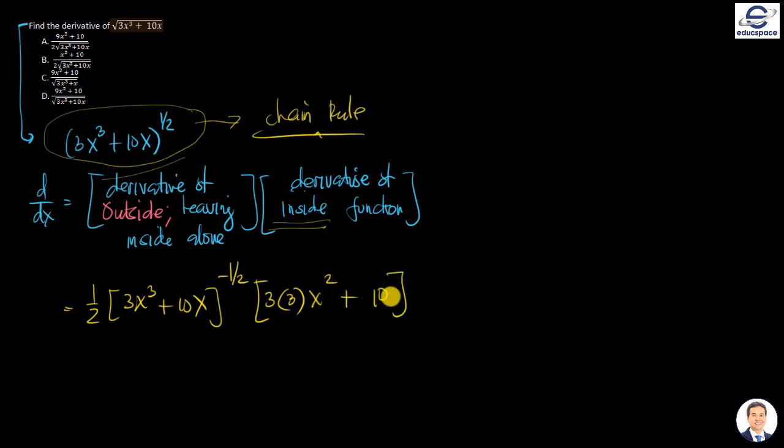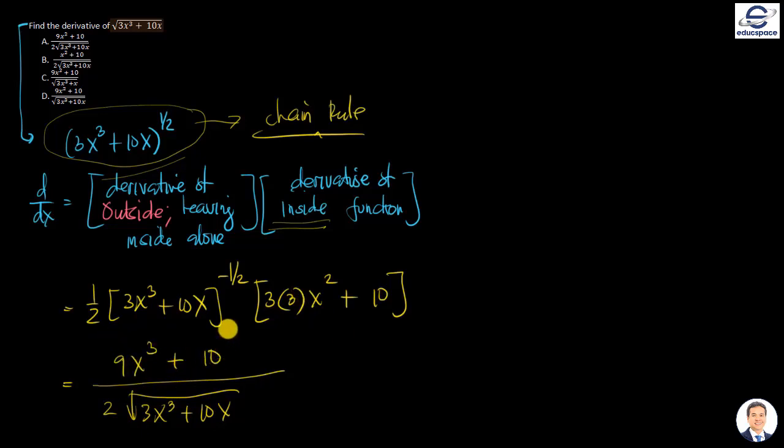Alright, so we have to simplify this. So 1/2 raised to negative 1/2, I can put it in the denominator. Therefore, we have here the square root of 3x cubed plus 10x. And then here 3 multiplied by 3 is 9. 9x squared plus 10. So the answer here is letter A.